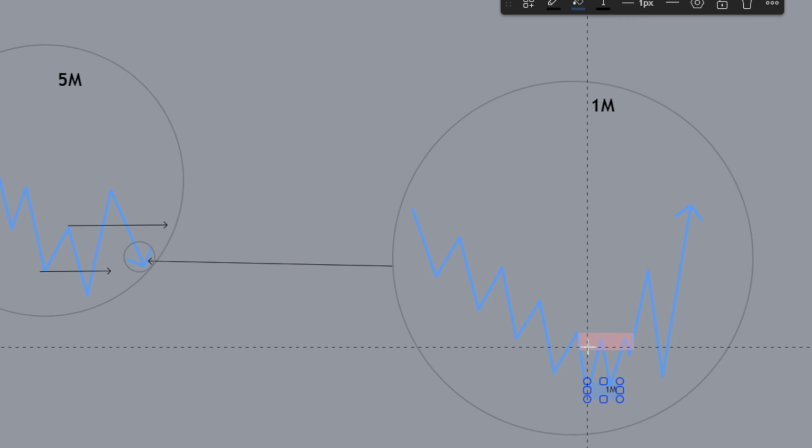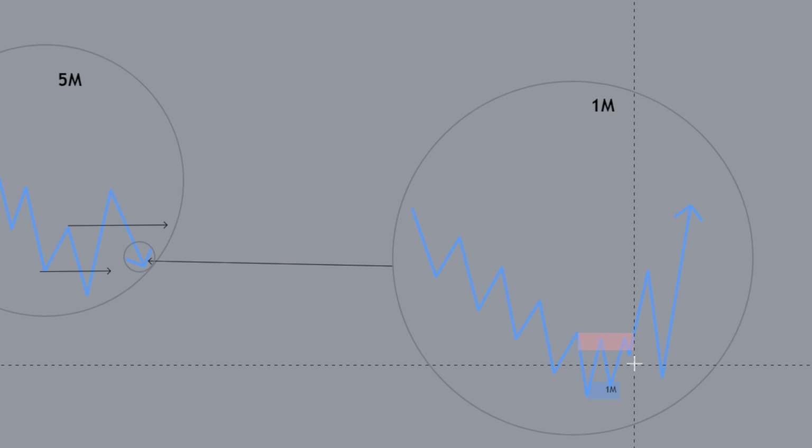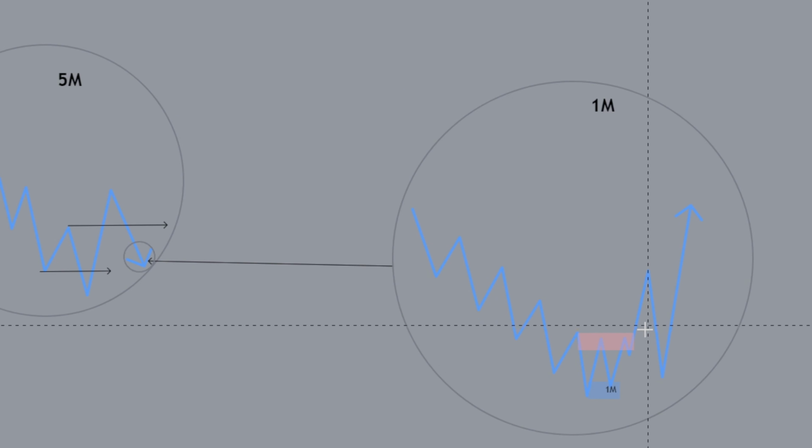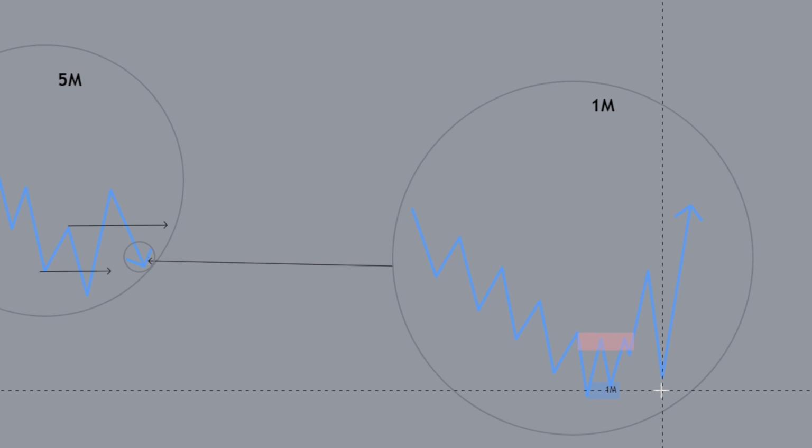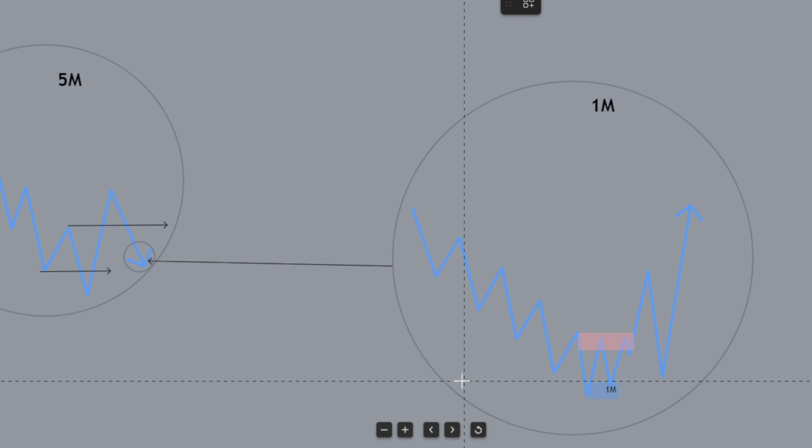And obviously in this case, after it reacts to supply, it blows through that supply after it taps into that demand. So now that we have that, it tells me that supply was there. We can then look for another demand.